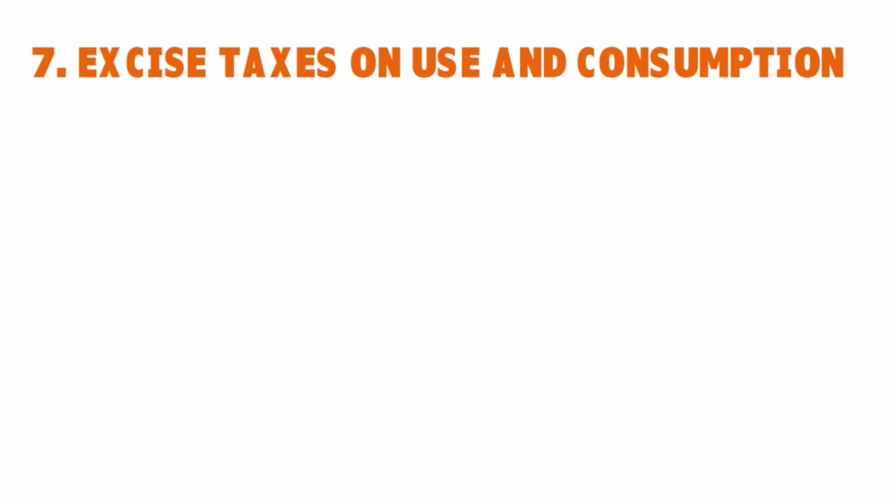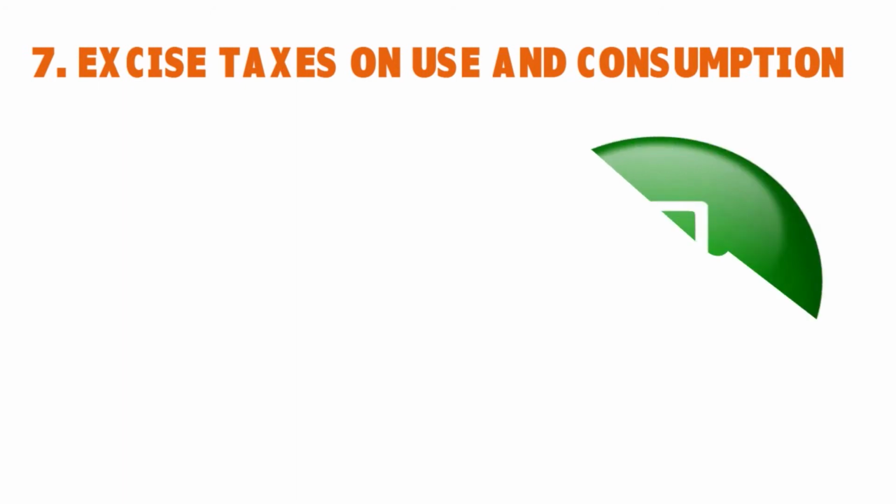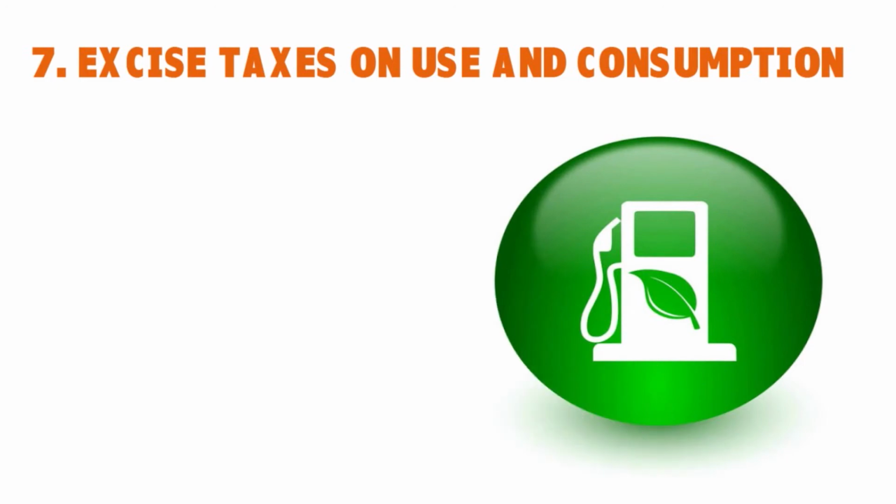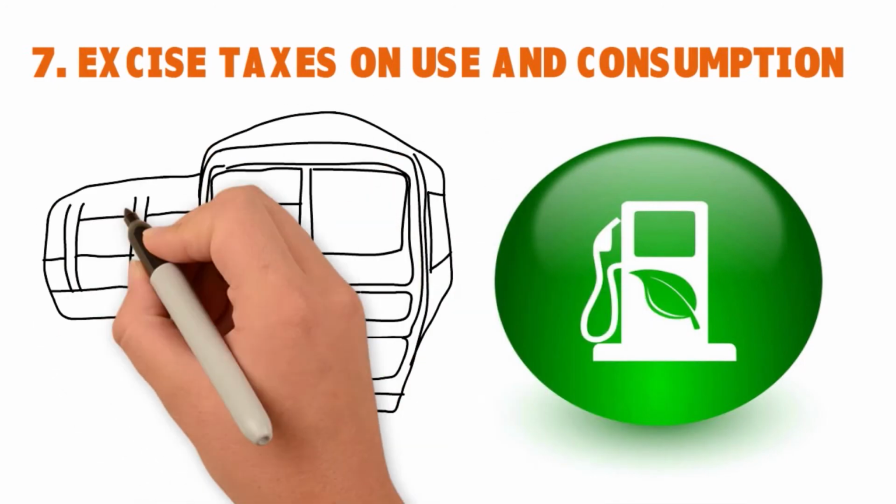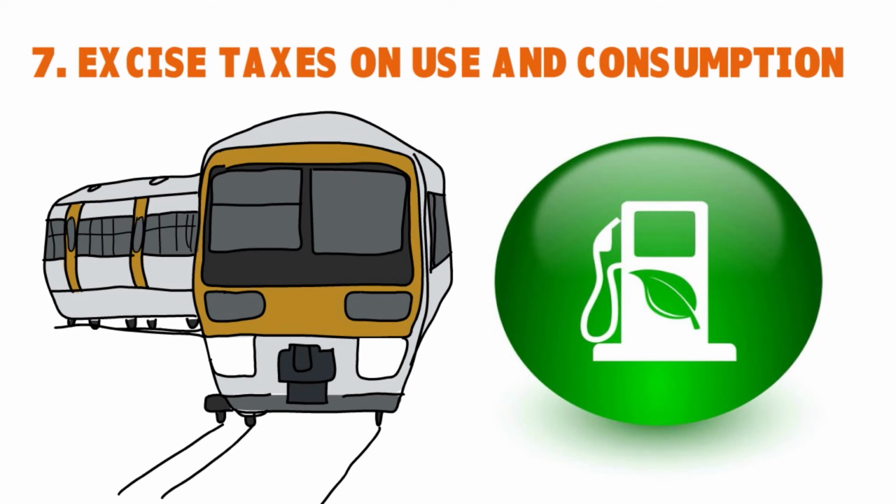What about excise taxes on use and consumption? Excise taxes are paid by a business for certain types of use or consumption, like fuels and other activities like transportation and communication. Excise taxes are paid to the IRS either quarterly or annually, depending upon usage, and you have to use Form 720. If you use Form 720, you can pay your excise taxes on use and consumption to the IRS every quarter.